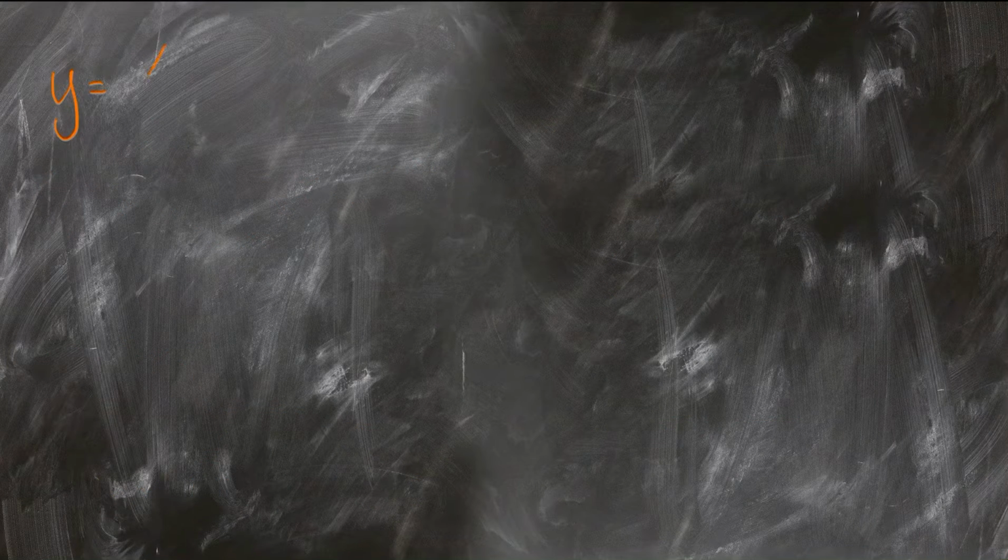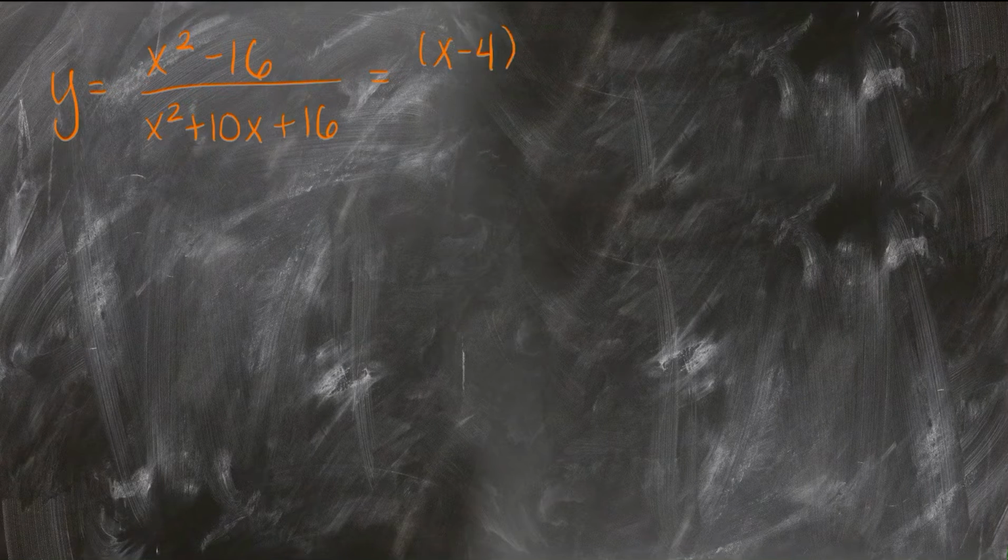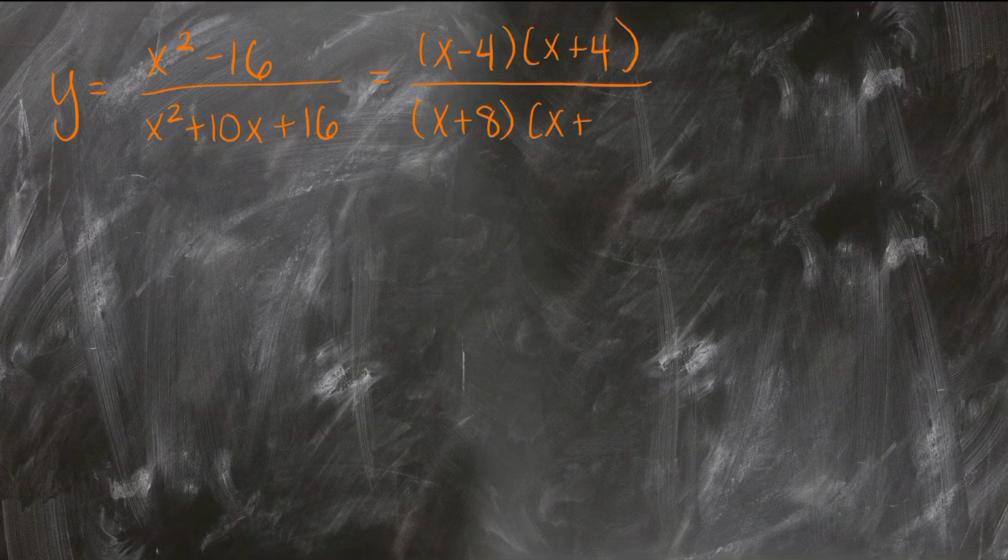Y equals x squared minus 16 over x squared plus 10x plus 16. Go ahead and pause the video and factor. We're going to end up with x minus 4, x plus 4, and on the bottom we actually have x plus 8, x plus 2. This would be an instance where even though both the top and the bottom factor, there are no holes in the graph.